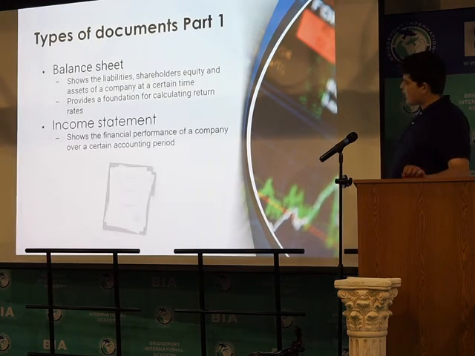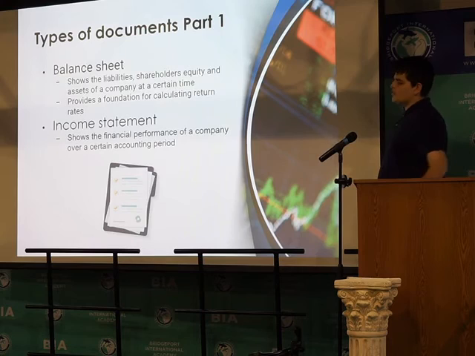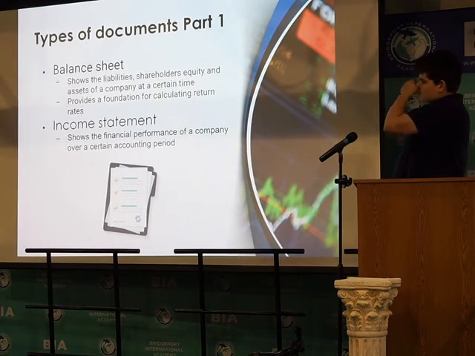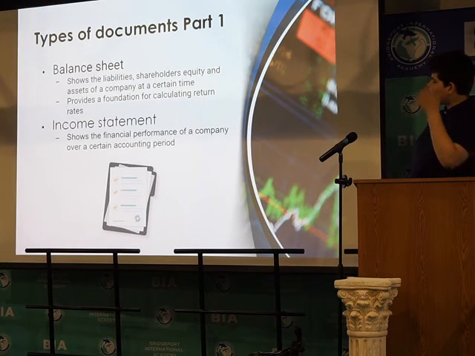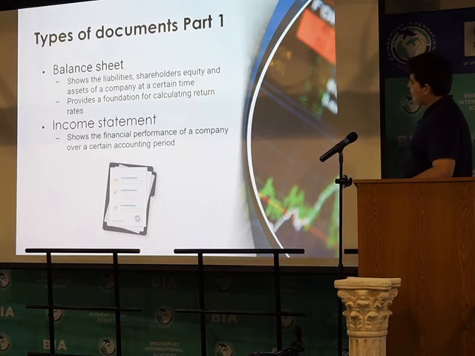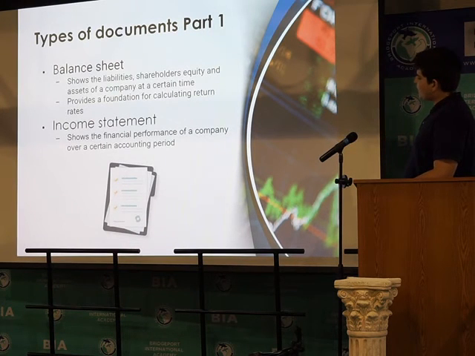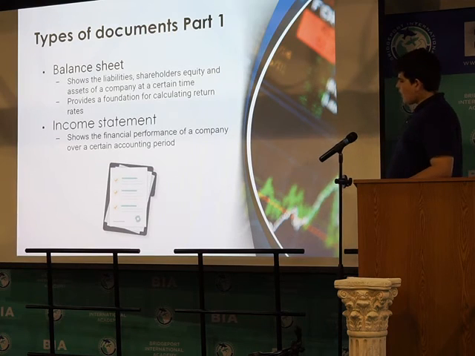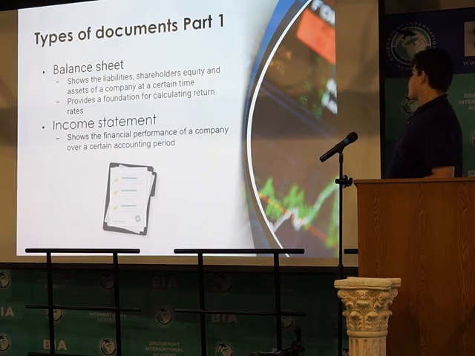So now there's a few documents. There's tons of documents that a company has to file that can help you in investing, but there's a few that I mentioned. There's a balance sheet, and the balance sheet shows the liabilities, shareholders' equity, and assets of the company at a certain time, which provides a foundation for calculating return rates. And then an income statement shows the financial performance of a company over a certain time period.